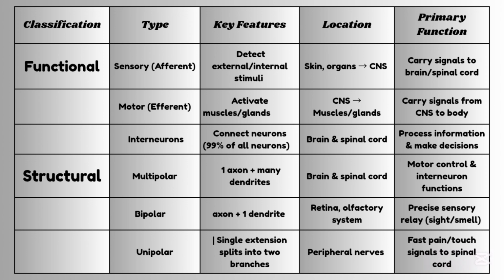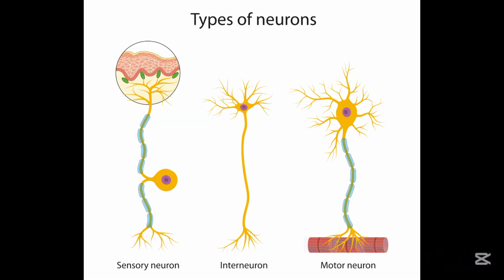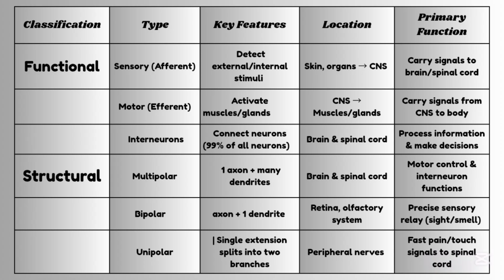So I'm showing you a diagram about these. Here the first is a sensory neuron, and it is carrying the signals from the skin or sensory organ to the CNS. The next is the interneuron. They are present in our brain and spinal cord. They constitute about 99% of all neurons. And the next is the motor neuron, and it is carrying the signals from the CNS to the skeletal muscle or gland. In this picture, a skeletal muscle is shown. So now back to our table.